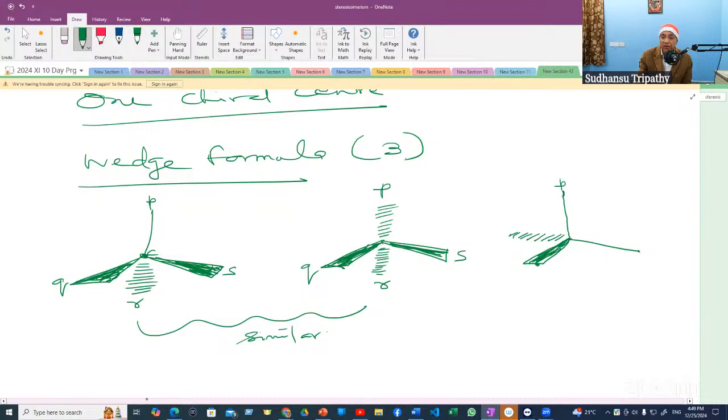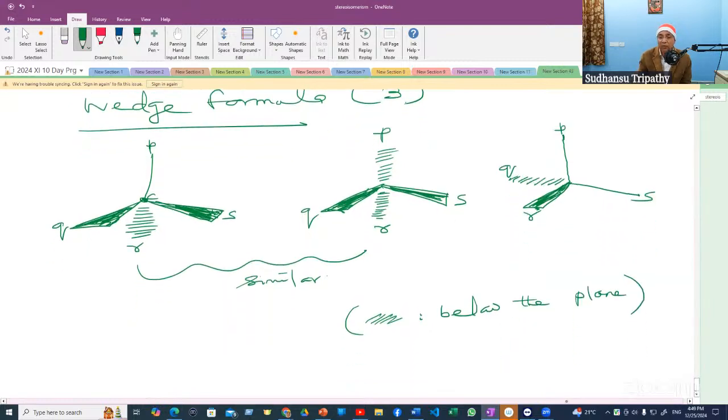Supposing this is P, Q, R, S. The broken line is below the plane, the normal line is on the plane, and the wedges are above the plane.